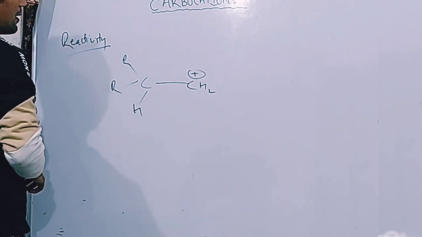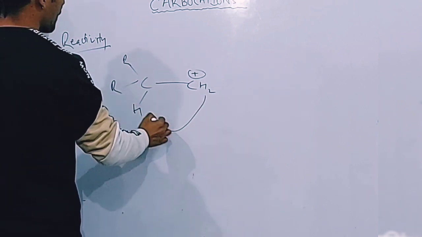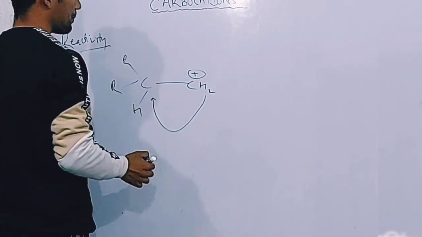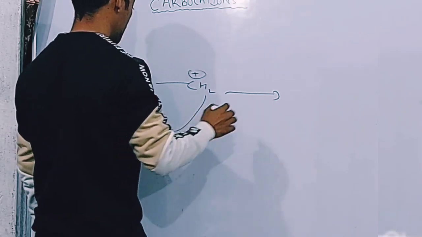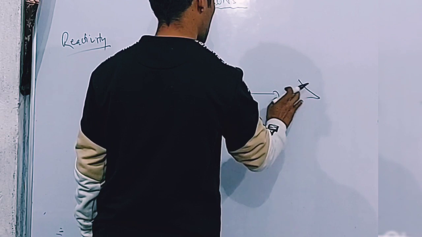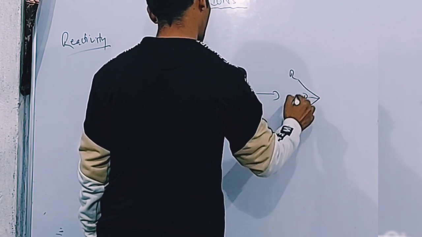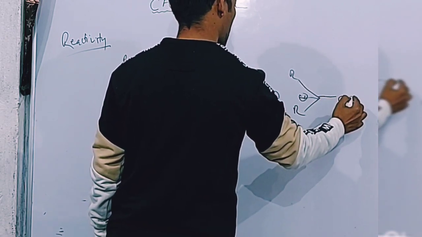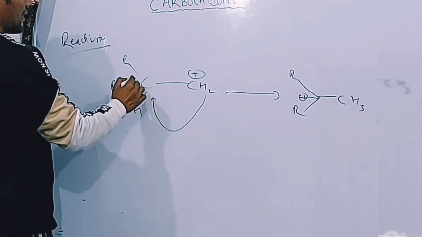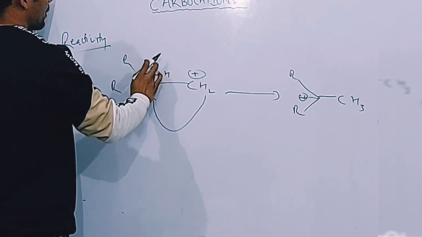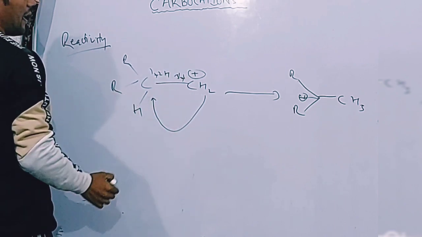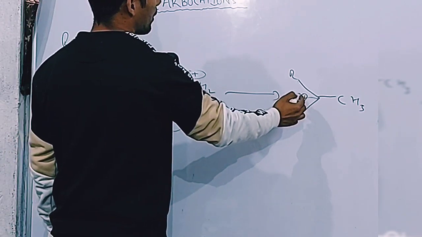We have this carbocation. So there can be a 1,2 hydrogen shift to form this. You can see the positive charge is shifted to this side, and this is a 1,2 hydrogen shift. You see that the positive charge is shifted from this side to this side, forming a carbocation here.